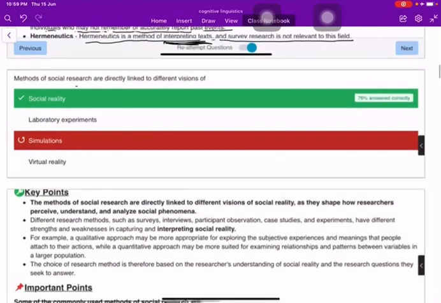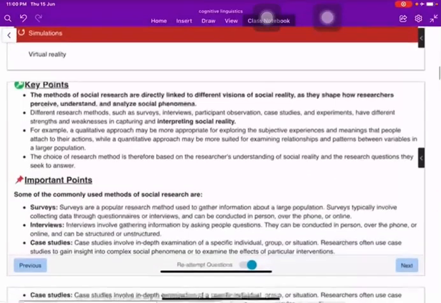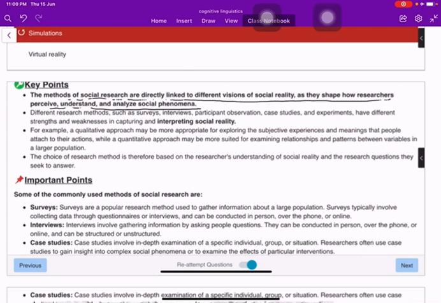Now, methods of social research are directly linked to different visions of what? So, they are linked to social reality. The methods of social research are directly linked to different visions of social reality as they shape how researchers perceive, understand, and analyze social phenomena.